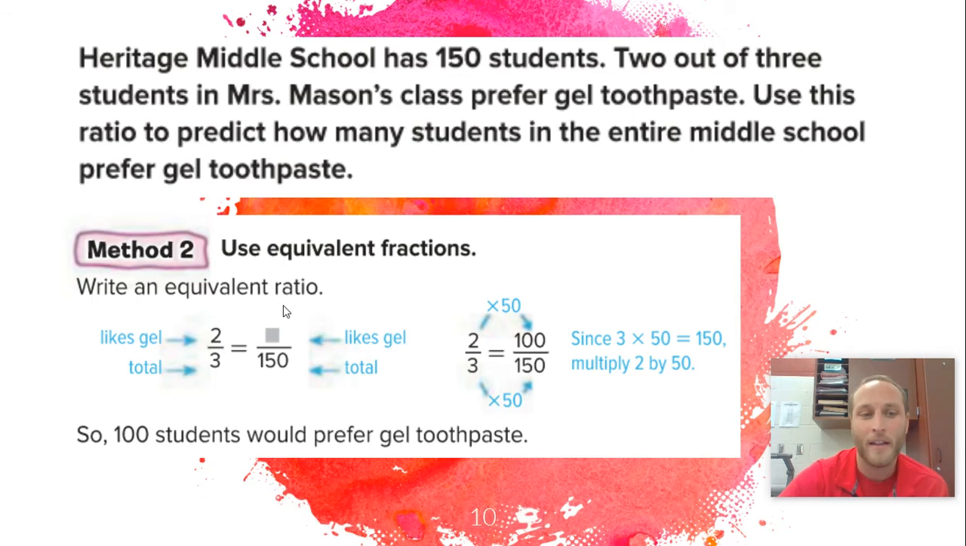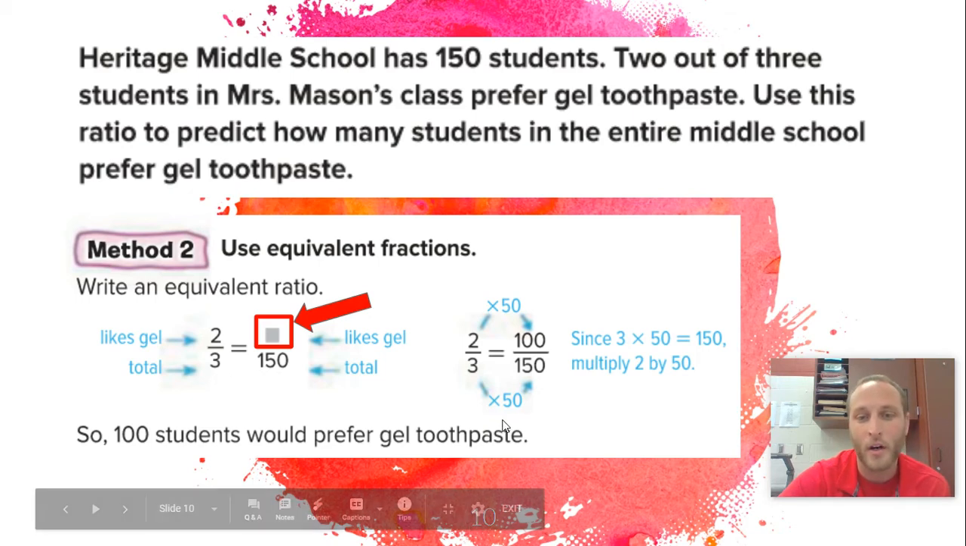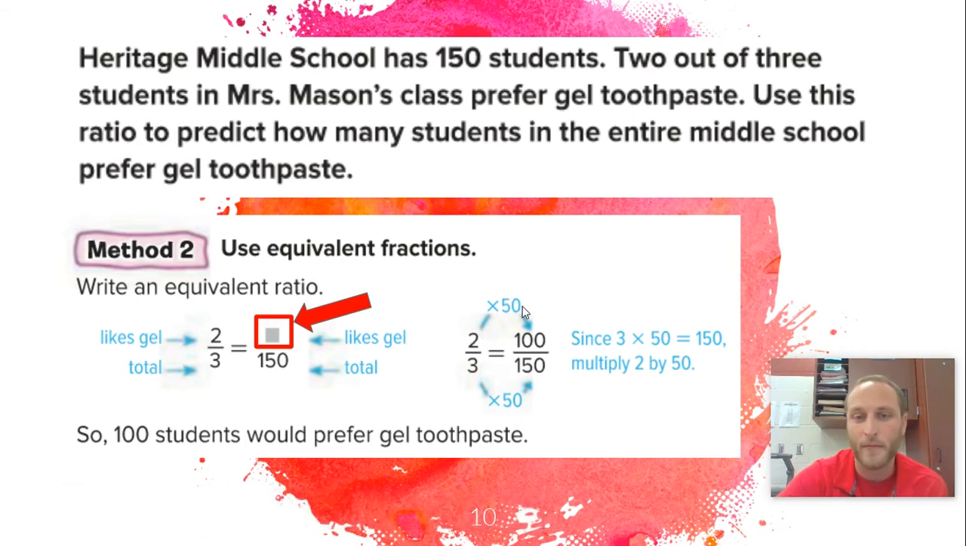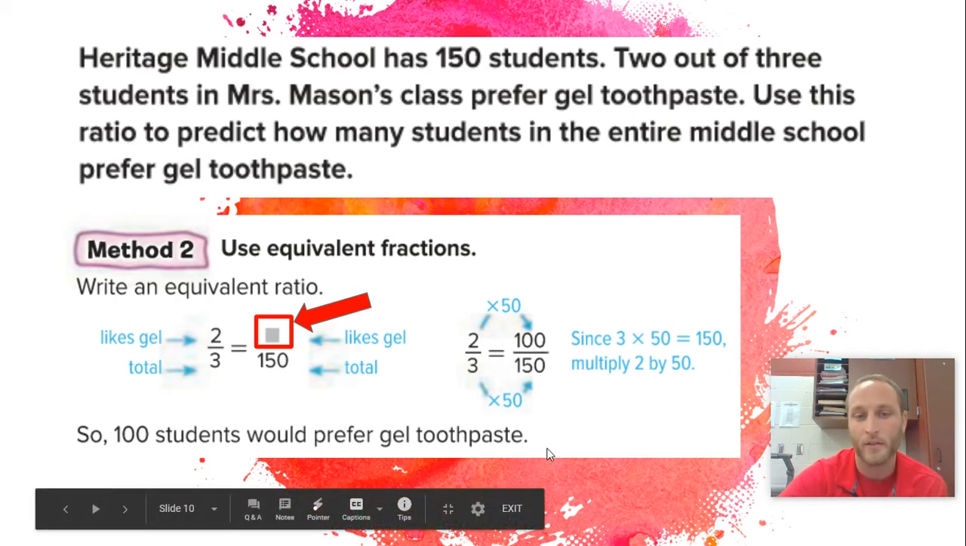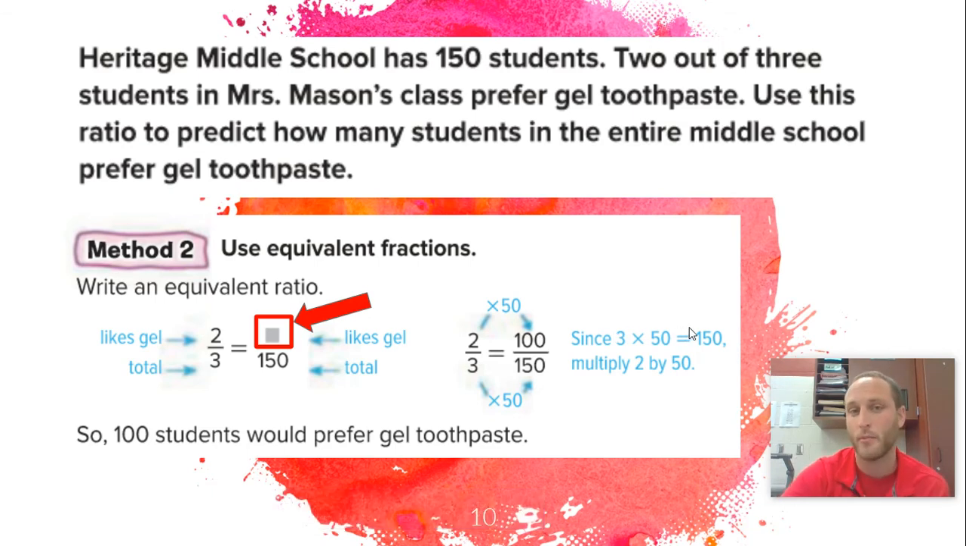So if I know that 2 out of 3 people like gel toothpaste here, I can set it equal to a number, whatever number that is, over 150. And then again, I just have to look for patterns. So how can I get from that 3 to that 150? Well, I know I can multiply that by 50. So if I multiply that by 50, that means I have to multiply the top by 50. So then 2 times 50 is going to give me 100. So then that shows me 100 students would prefer gel toothpaste. So I think this is the preferred way to use it. But again, if you like drawing pictures, I can help you out with that way as well.